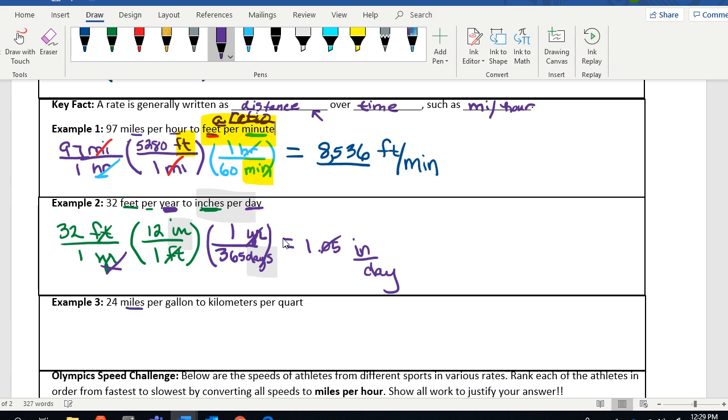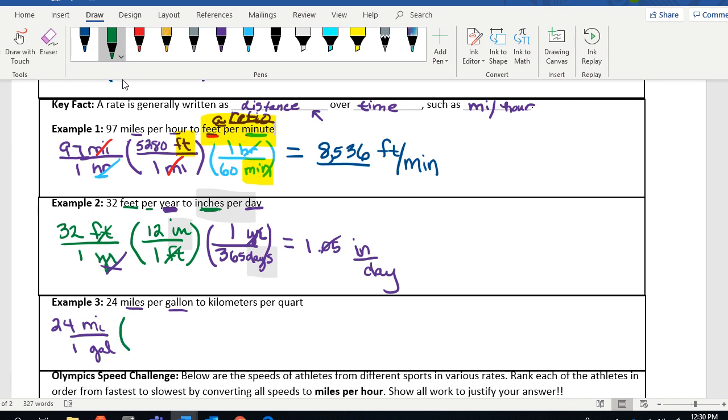Now, miles is a distance, gallon is a liquid measure, but that's okay. We cannot change it to a unit of time. Okay, so 24 miles per gallon. Guys, that's very common. Per 1 gallon to kilometers per quart. Wow. Okay, so I'm going to start with getting to kilometers from miles.